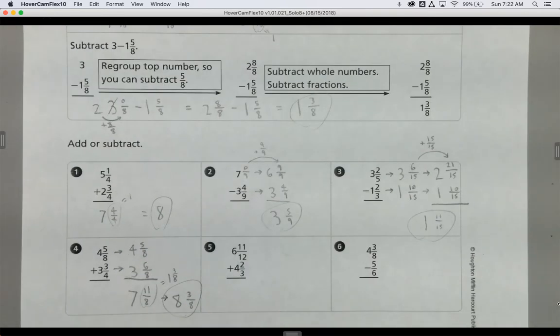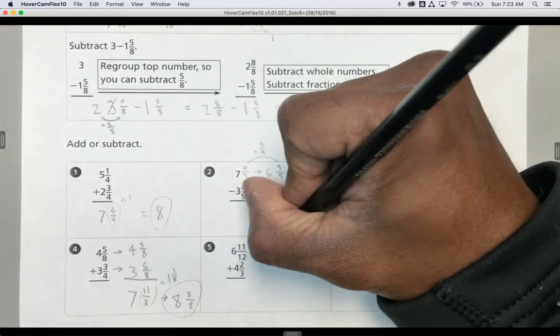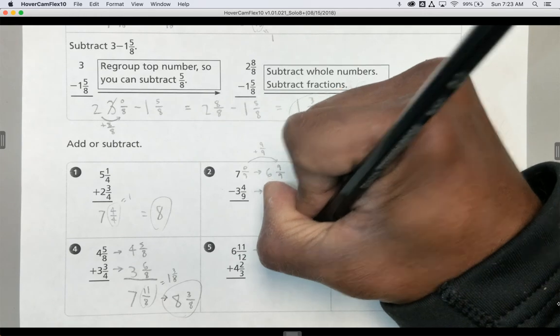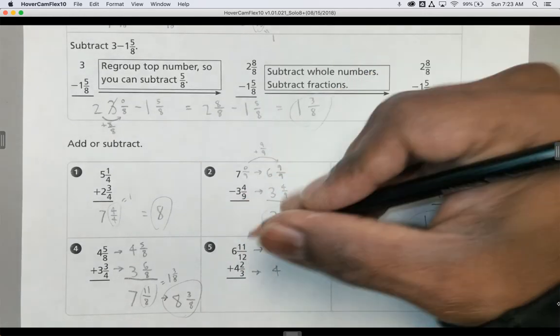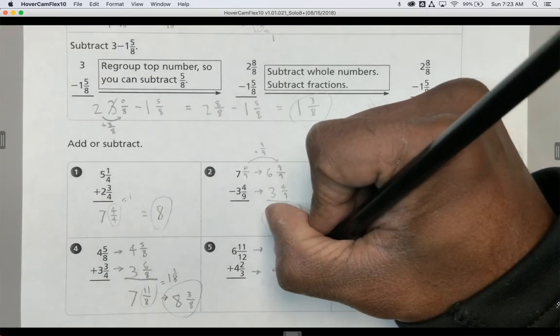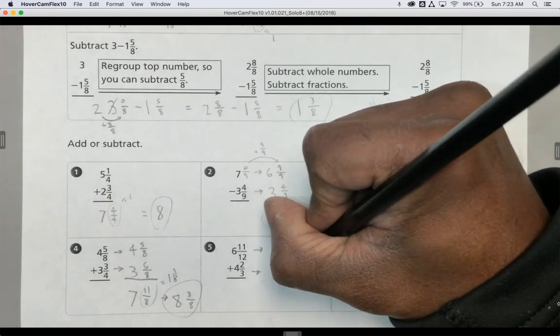Number 5, 6 and 11/12 plus 4 and 2/3. Common denominator of 12 will work. So 6 and 11/12 remains unchanged. 4 and 2/3 gets rewritten as: multiply the bottom by 4, multiply the top by 4, add them up.